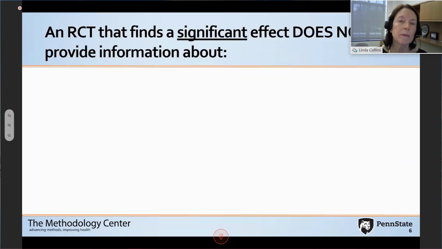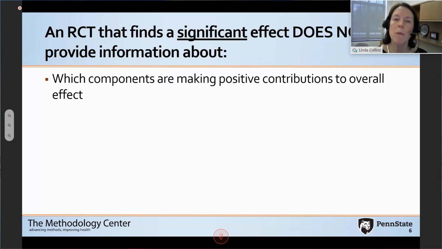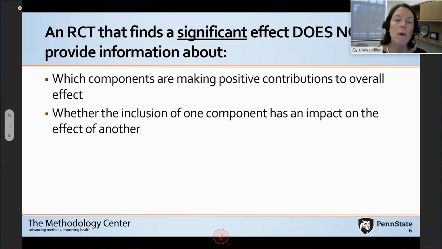Now, imagine that you conduct this RCT and you find a significant effect, which is great. But what don't you know at this point? You don't know which components are making positive contributions to the overall effect that you observed and which are not. You don't know and you can't tell whether the inclusion of one component has an impact on the effect of another. It could be that a particular component, let's call it component A, works great in the presence of component B, but if component B is absent, doesn't work at all.